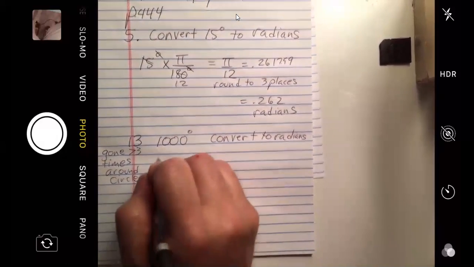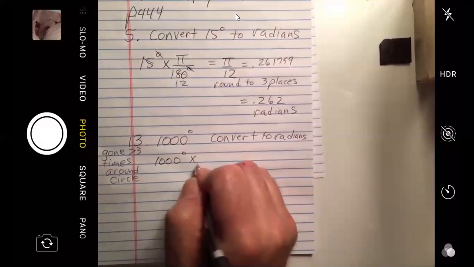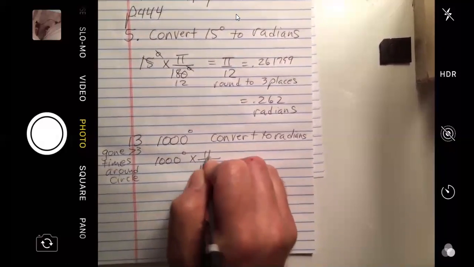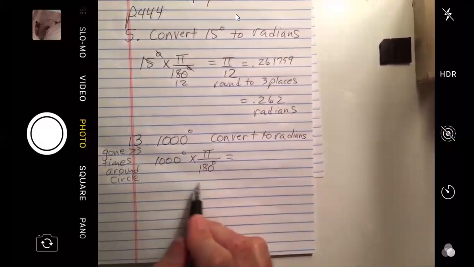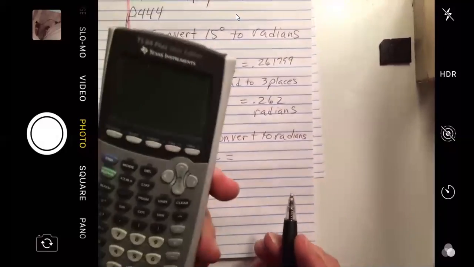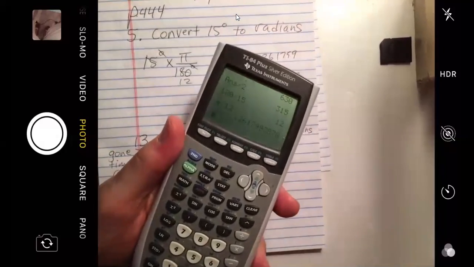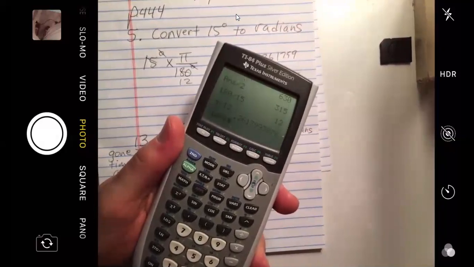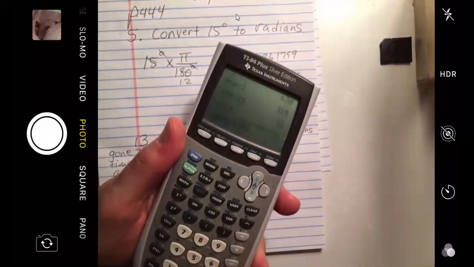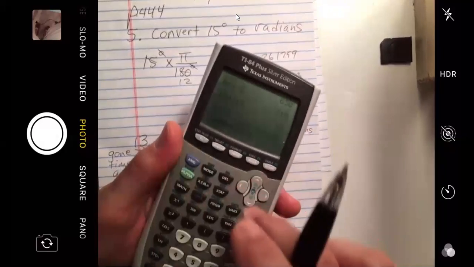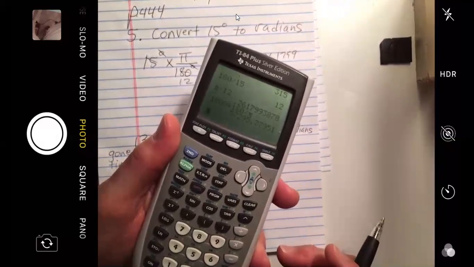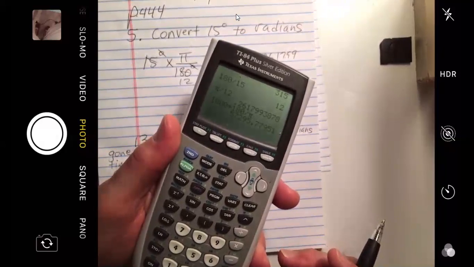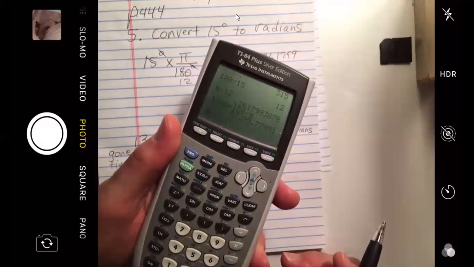All right, so I go 1,000 degrees times, again, 180 is pi radians. If you want to just get directly the decimal and not your fraction of pi, you can just literally punch this in: 1,000 times 180 and divide by pi. Round it to 3 places, and you're at 57,295.778.